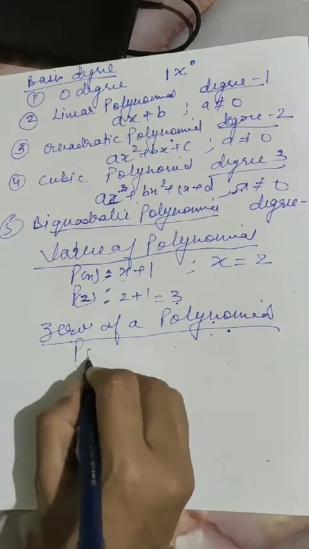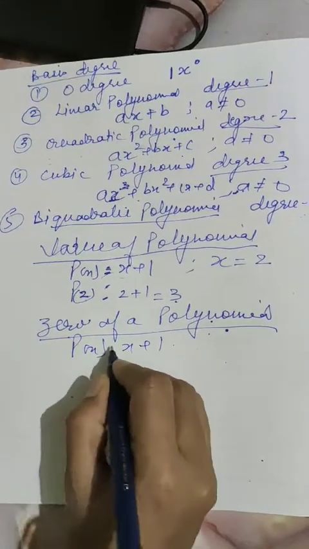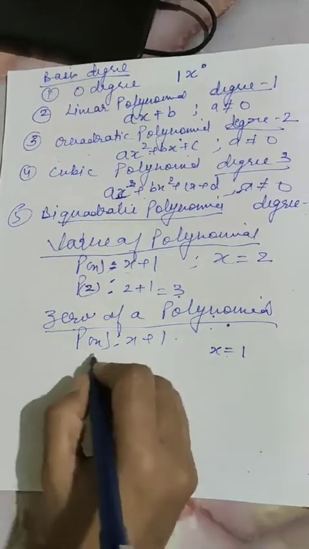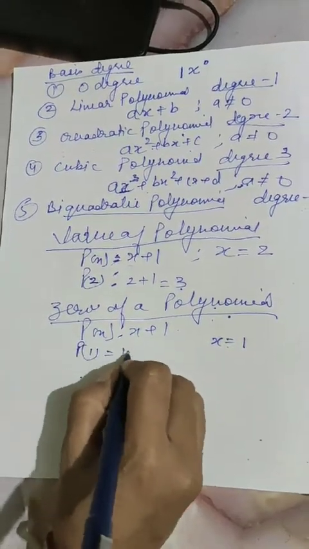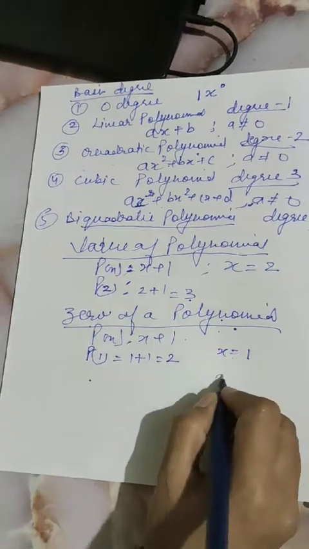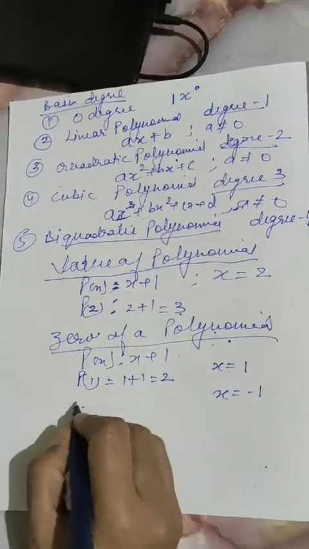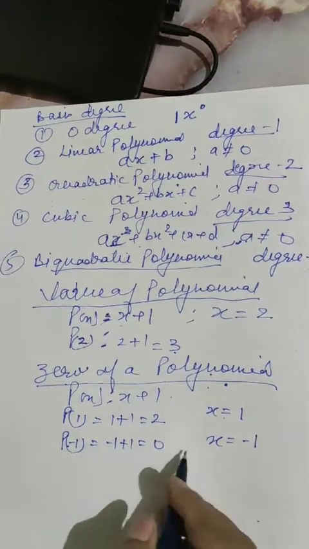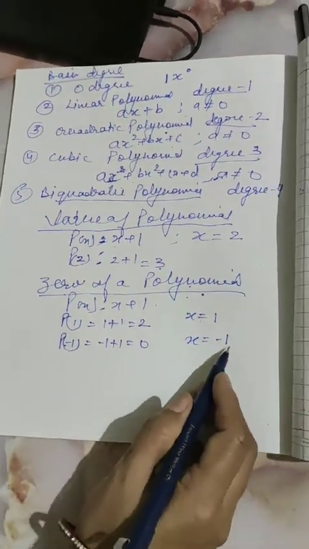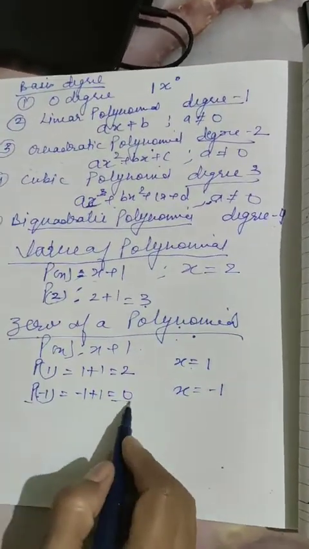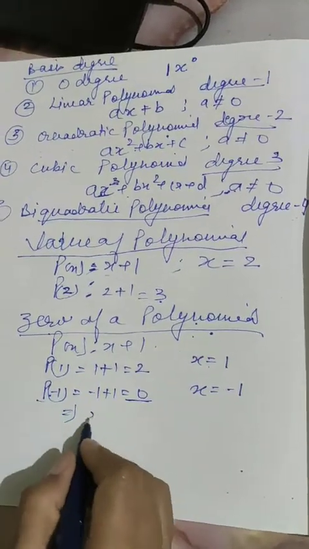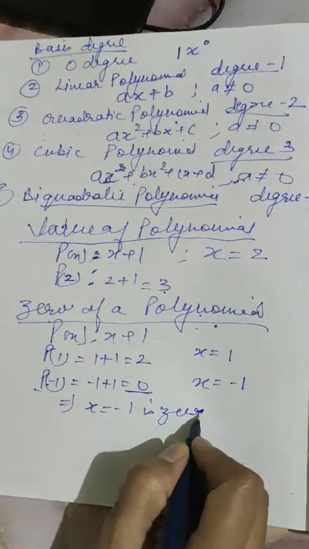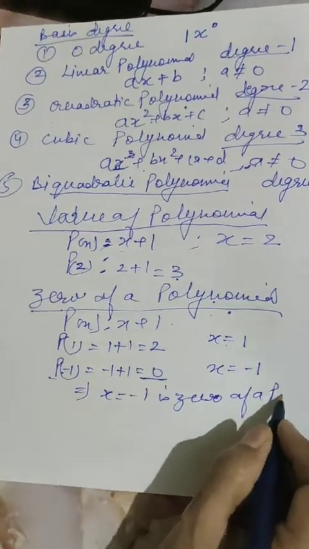For example, I am given x plus 1 as the polynomial. Let's put x equal to 1. So it will give 1 plus 1 equal to 2. Let's put x equal to minus 1. So minus 1 plus 1 equal to 0. So you can see that at x equal to minus 1, the polynomial becomes 0. So this implies x equal to minus 1 is the zero of the polynomial.